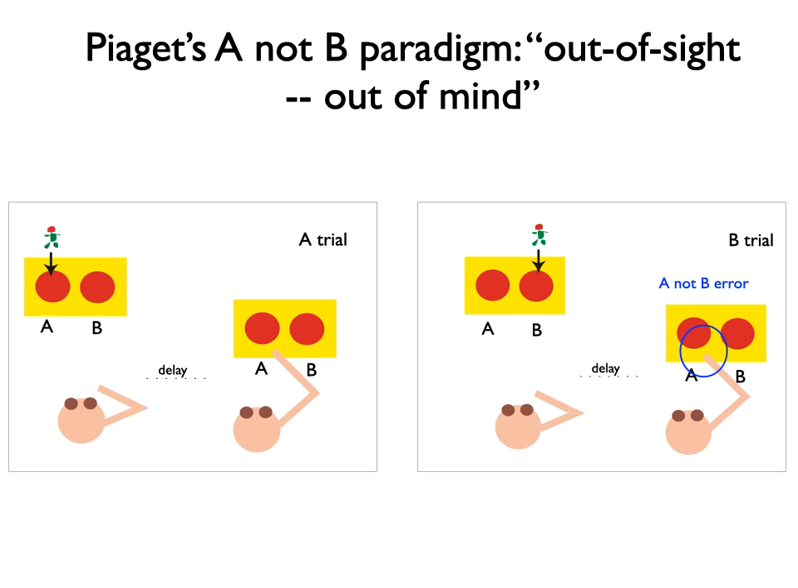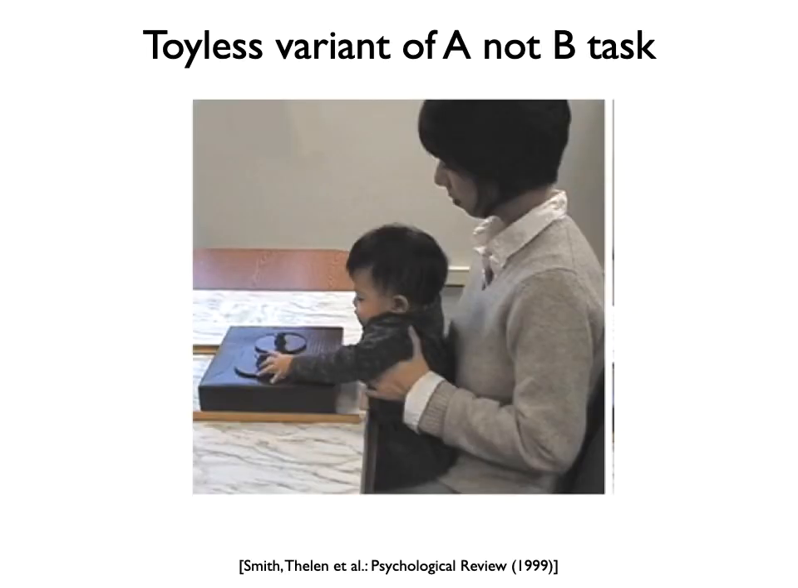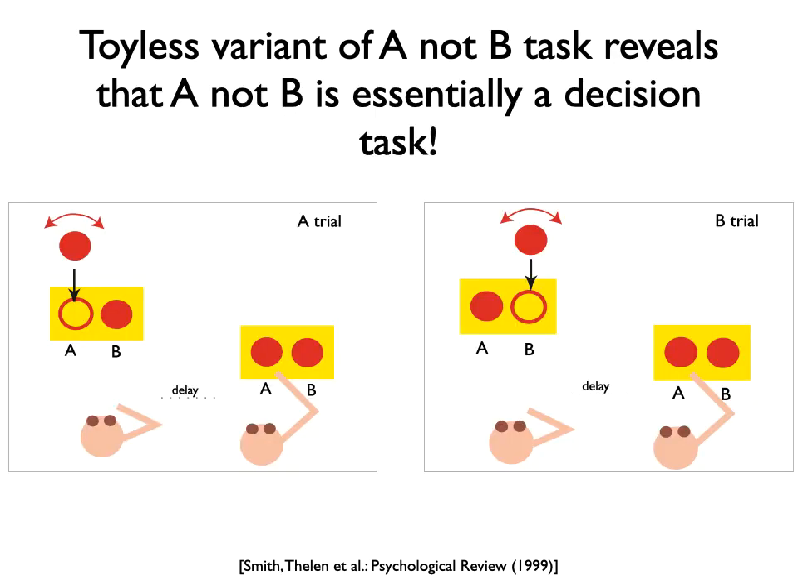It isn't really about out of sight, out of mind. That was something that was framed. And in fact, there is a so-called toyless variant. This is a photo from Linda Smith's lab where an infant is just going for the lids. There is no trough, it's just the lids. And you're just attracting attention to the lid and then do the same procedure.